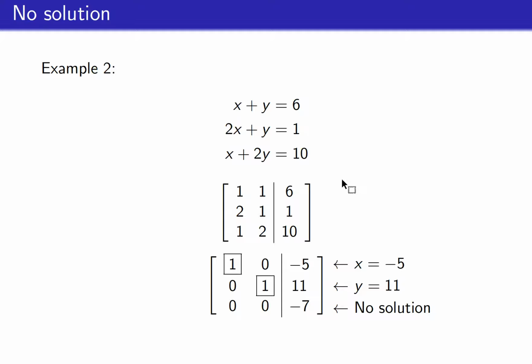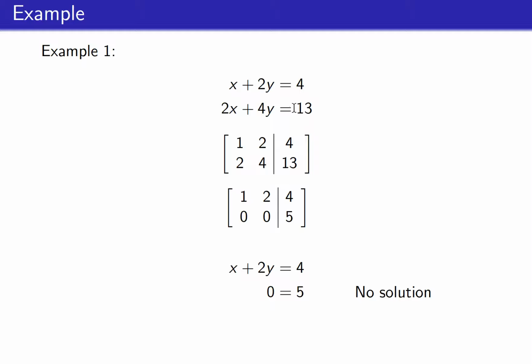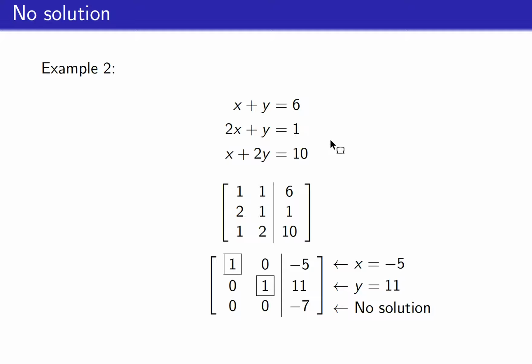By the way, what's really happening here is somehow some of these equations contradict the other ones. This doesn't tell us which ones contradict which ones, but rest assured, these equations contradict each other. It's easier to see actually in this one. X plus 2y equals 4. If I multiply this by 2, I get 2x plus 4y equals 8. So 2x plus 4y equals 13 is incompatible with this one here. It contradicts it. Here it's a little bit harder to see what the problem is, but that is still no solution. There's some kind of combination of these equations that is impossible.